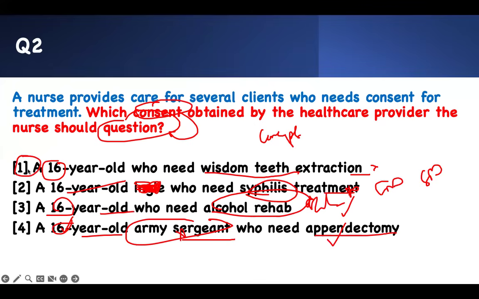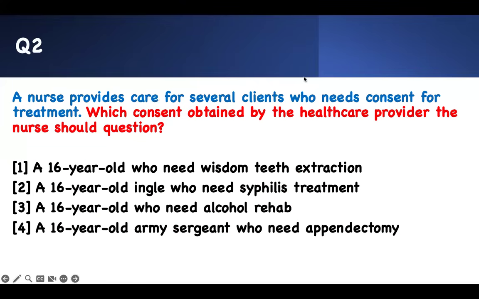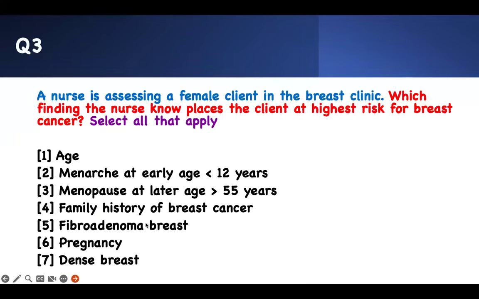So number one is the one that needs consent. The 16-year-old cannot consent on his own. His parent has to accept that. So one is the right answer.